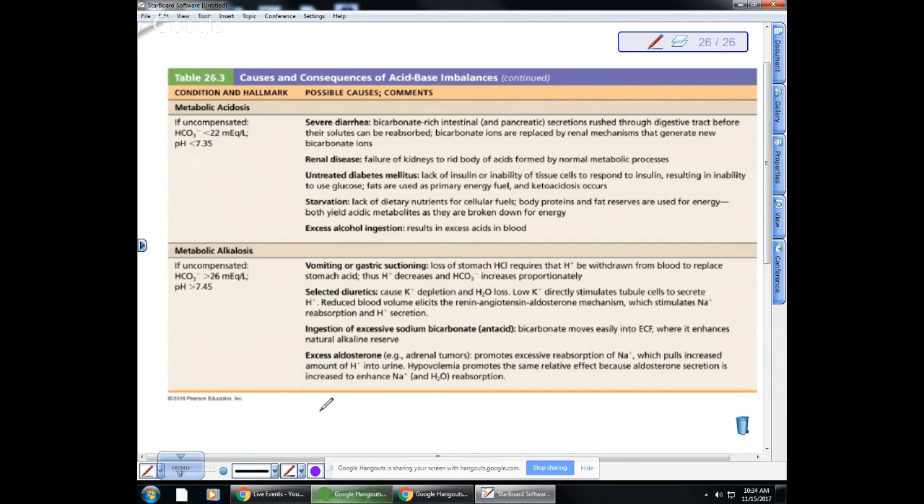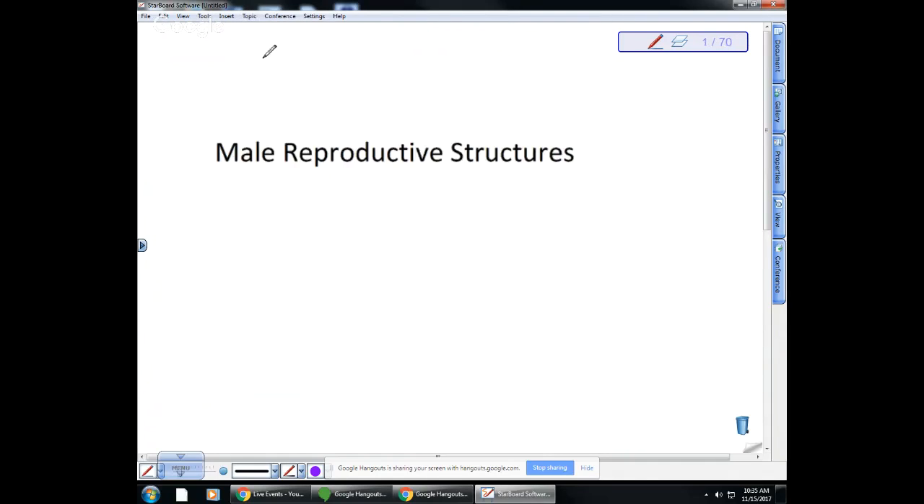So we are going to move on to reproduction. The last two topics that we're going to talk about are reproduction, and pregnancy and development. We're going to start with the male reproductive structures and the male regulation of reproduction, looking at it from a hormonal perspective. Is this chapter 27 again? I think it is, yes.